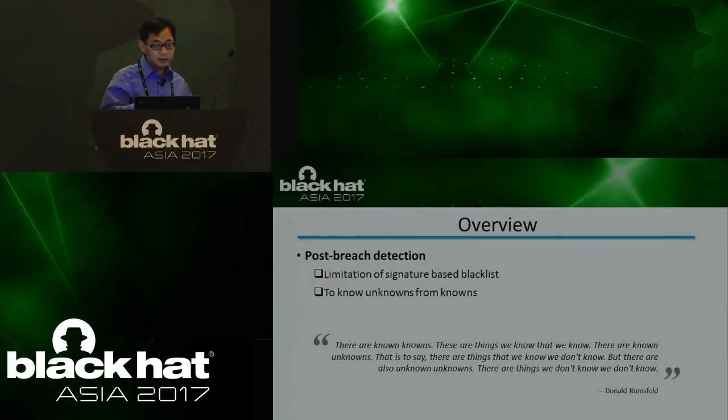Okay, in this slide, I quote a famous quote from Donald Rumsfeld, who was the former defense secretary of the United States. So basically, it's very interesting to read. So we have known knowns, known unknowns, and unknown unknowns. The machine learning approach tries, based on the existing knowns, to know the unknowns. Then we can defend the network in proactive ways instead of reacting to what already happened.